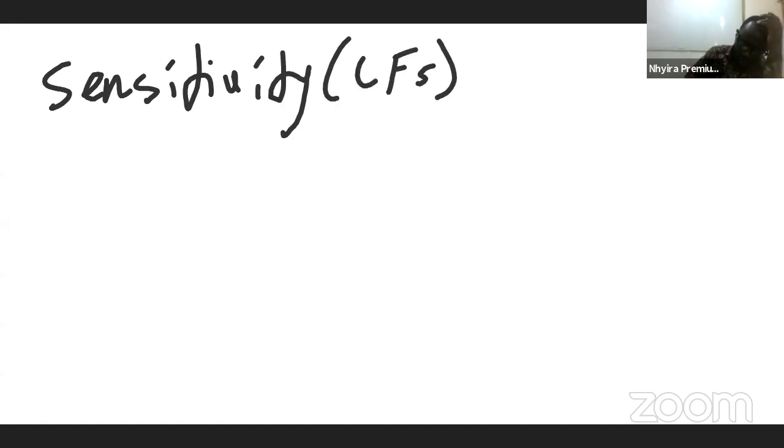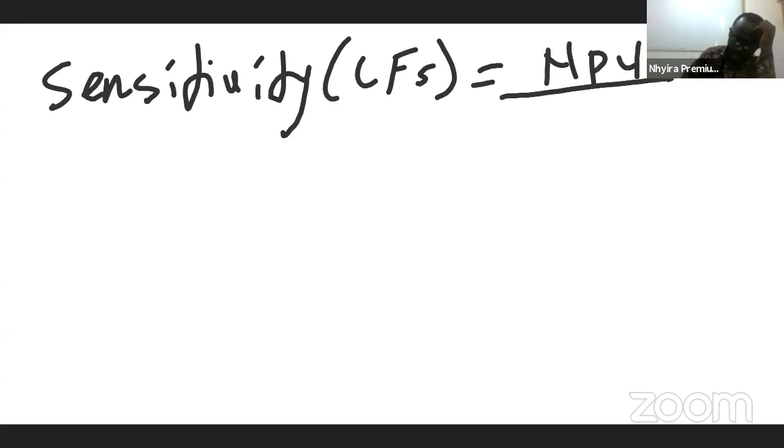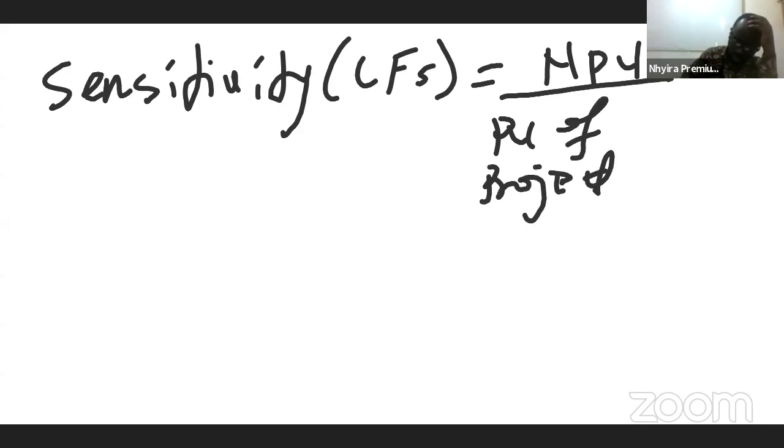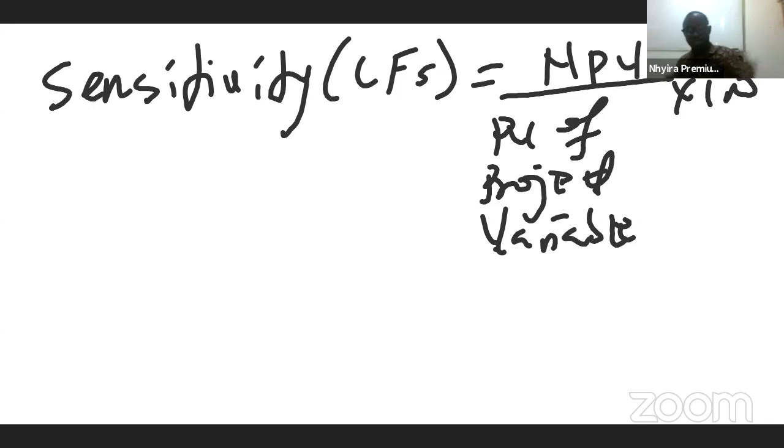So we said sensitivity of the cash flows should be equal to the NPV of the project divided by the present value of the project variable, times 100. So this is our formula: the NPV of the project divided by the present value of the project variable. So having had this in mind, let's look at how we do the sensitivity for the various variables.